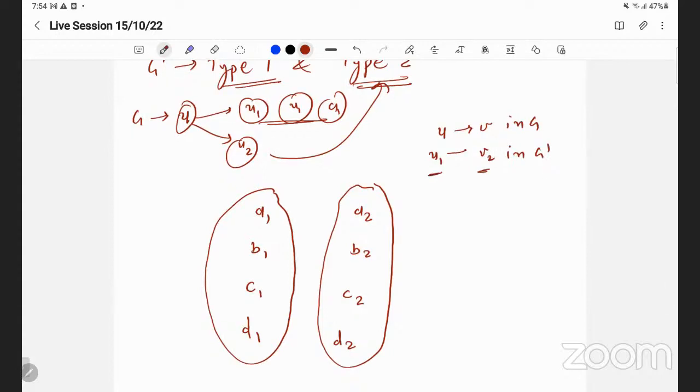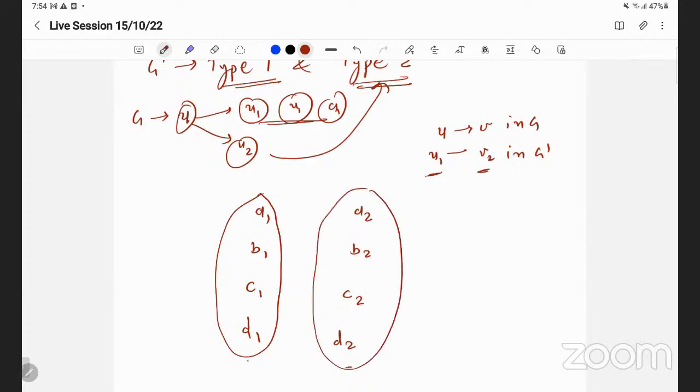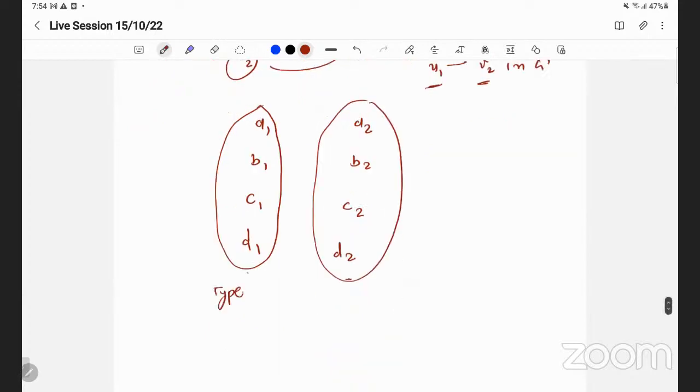So we never added an edge between two vertices of the same type. We added an edge from type 1 to type 2. That is an undirected edge. But we never added an edge from type 1 to type 1 or type 2 to type 2. That means the vertices A1, B1, C1, D1 will not have any edge between them, and similarly A2, B2, C2, D2 will not have any edge between them. So basically, we got a bipartite graph in which the first partition is type 1 vertices and the second partition is type 2 vertices, right?